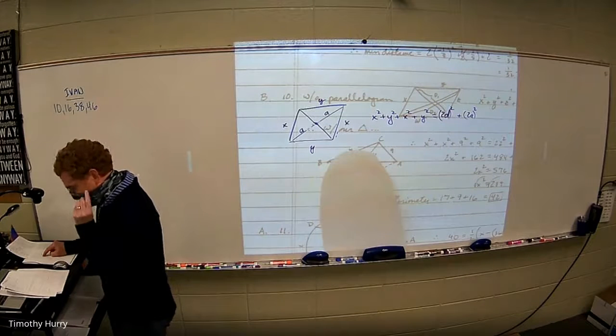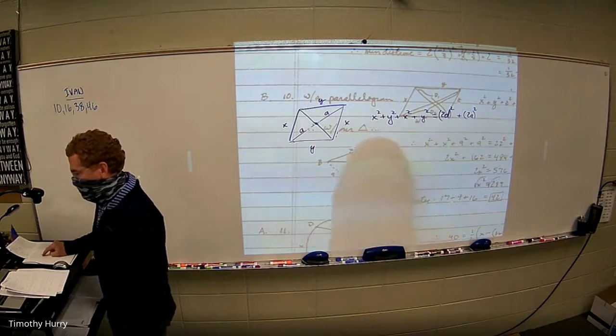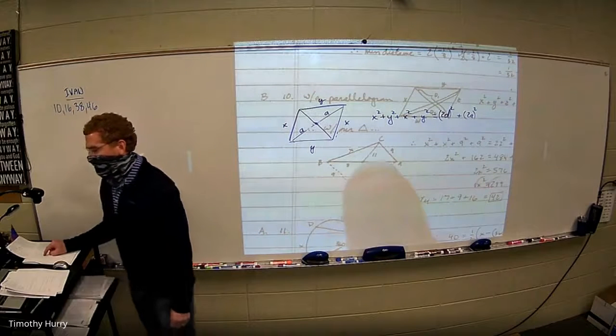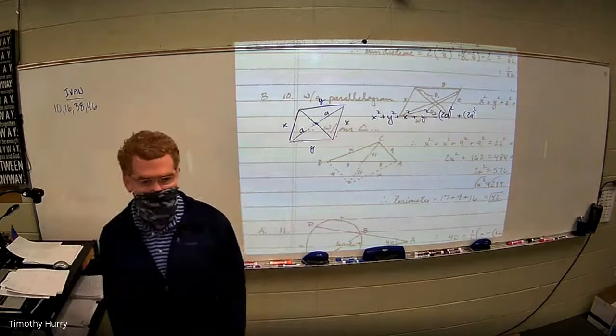But then it said the median from C to the line BA, which splits it in half, that's what medians do, has a length of 11. So I labeled that 11, and that made my 16, 8 and 8. And boom, right there, I see that triangle.